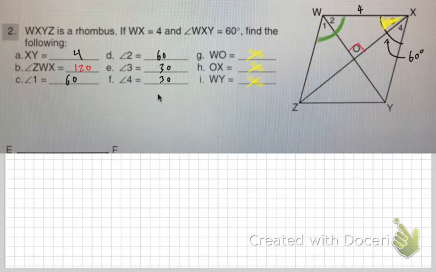So again, guys, to solve for WO and OX, I would have had to give you that this entire length in purple was, I don't know, like 10 or something like that. Let's say, for example, that ZX equals 10. Well, then I know that each of these would be 5, and then once I know that's 5, I would use the Pythagorean theorem to find these two sides right here, okay? But again, since I didn't give it to you, we can't find that information yet.